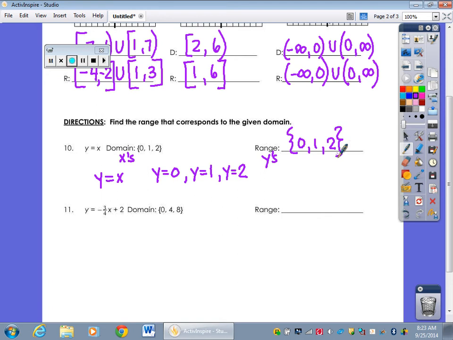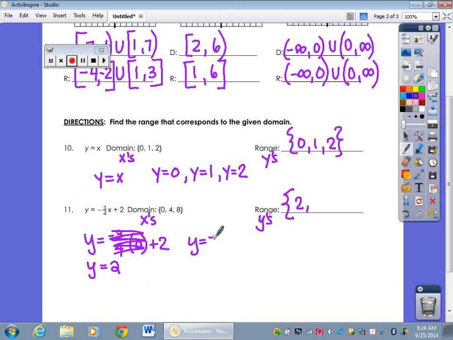Now, in the last one, you have to do a little bit of work. These are your x's. You're trying to find your y's. So y is going to be equal to -3/4 times 0 plus 2. So my first y is going to be 2. Anything times 0 cancels out, so y is 2. So that's my first number. Then I have to do y equals -3/4 times 4 plus 2. So -3/4 times 4 is -3 plus 2. y is equal to -1.